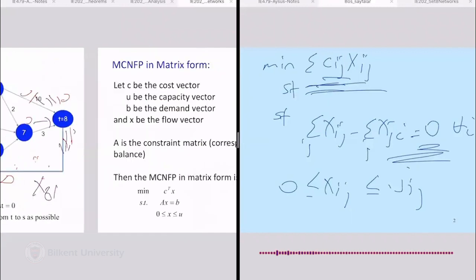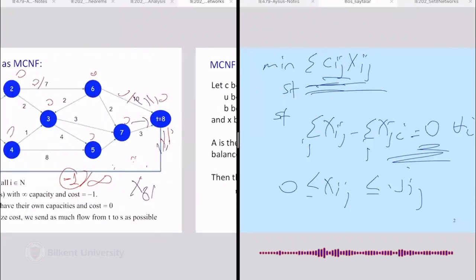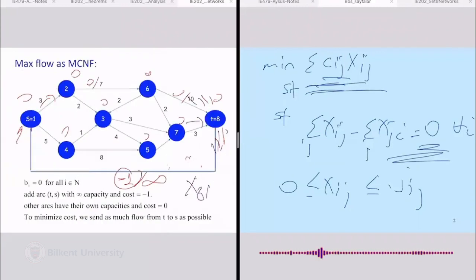Any questions? Is this clear? This was a little bit challenging, but with the inclusion of one link and a trickier cost parameter, we just converted the maximum flow problem to an MCNFP. Any questions?